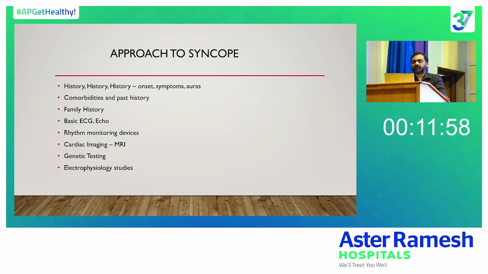We must have the details of the comorbidities and the past history of the patient. Family history is very important. A basic ECG gives good information in most patients. And of course, following that, we can do the echocardiogram. We have several rhythm monitoring devices. Cardiac imaging is coming up in a big way, just as Ramesh sir is talking about CT coronary angiogram. Cardiac MRI is very essential in the management of these patients. Genetic testing, and of course, now the role of diagnostic electrophysiology studies is much less compared to before.